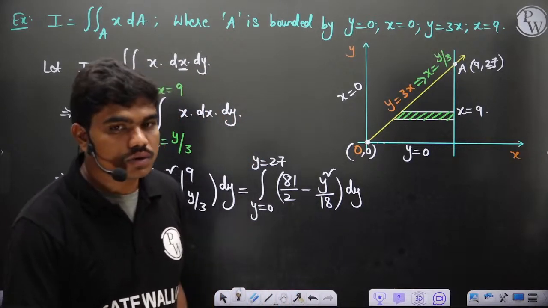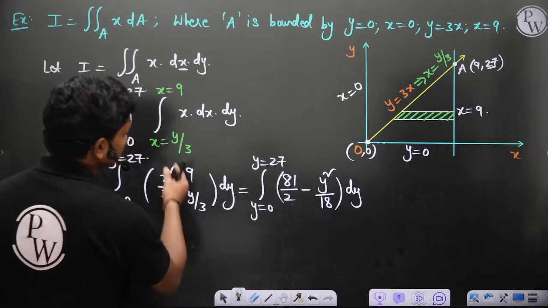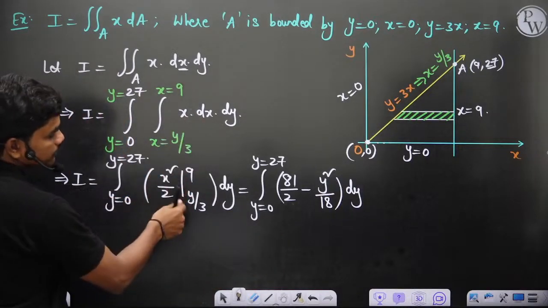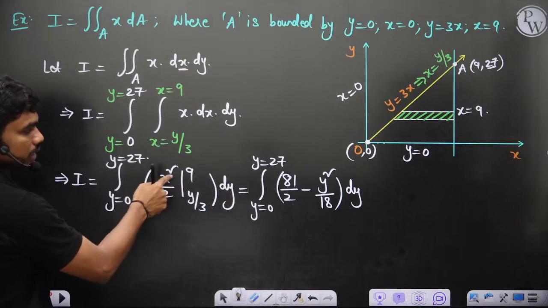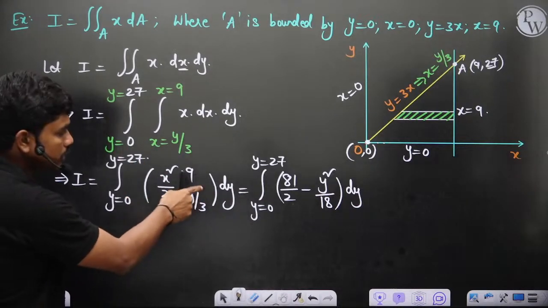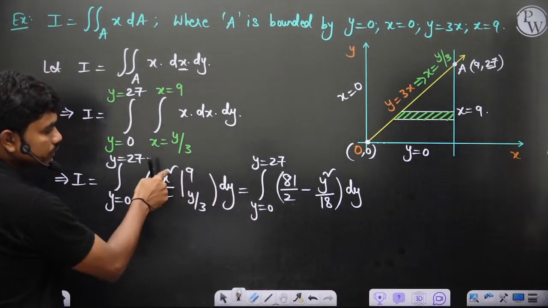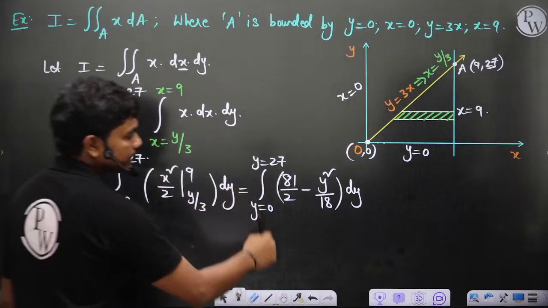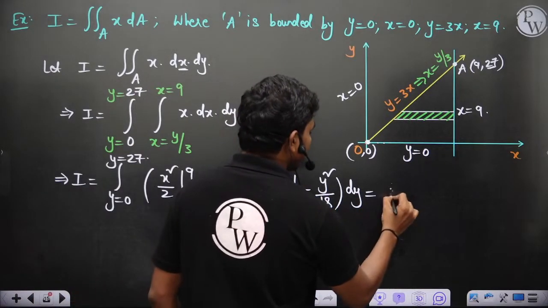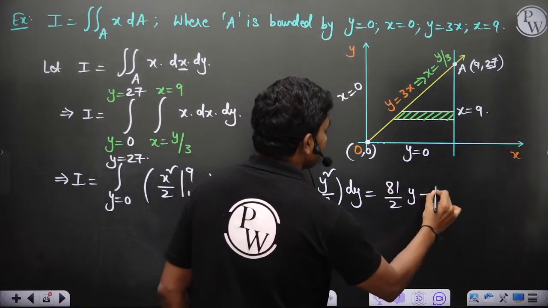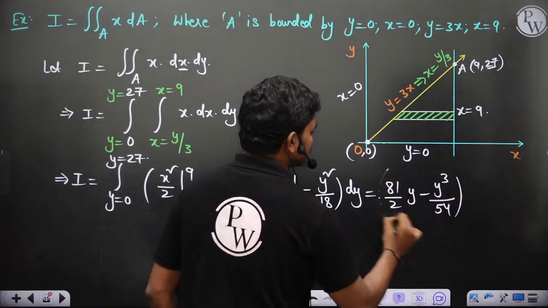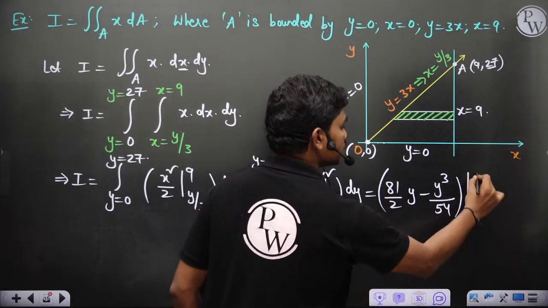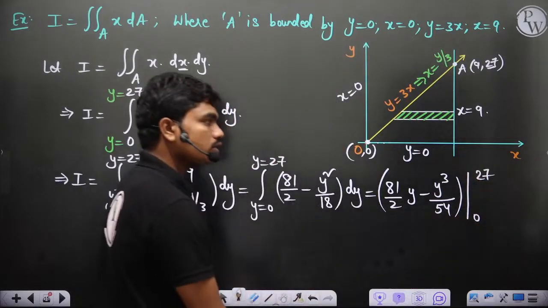Fine, so let's integrate this. If you integrate with respect to x, then the integration of x is x square by 2 within the limits y by 3 to 9. If you substitute 9 square, 81 by 2, minus when you put y by 3 here, y by 3 whole square, which is y square by 9 by 2, so y square by 18. If you integrate this, we have 81 by 2 times y minus y cube by 18 into 3, which is 54, within the limits 0 to 27.